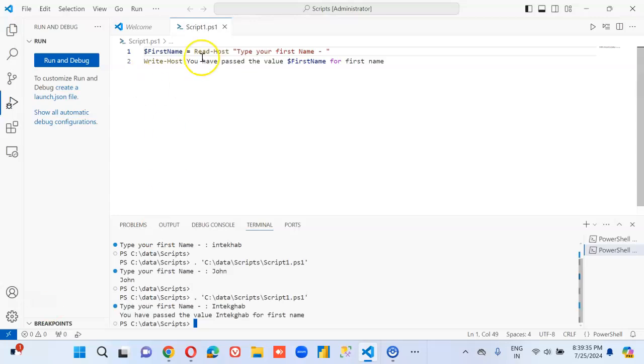Okay, that's it. Read-Host, Write-Host. Read-Host gets the value from the input while running the script, and Write-Host prints the value. We have been using Write-Host all through these lessons.